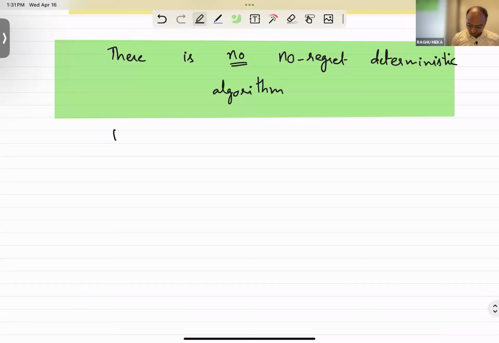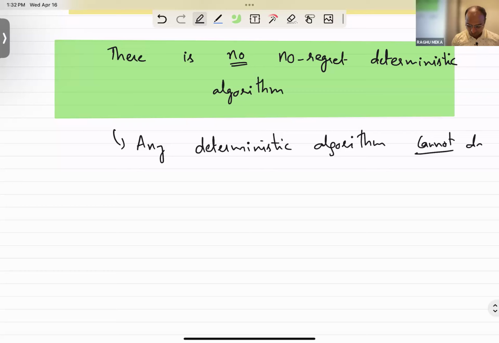And in fact, you can show that any deterministic algorithm cannot do better than 2 times L star. It cannot do better than a factor of 2. Like, follow the weighted majority got 2.4, but it cannot be better than a multiplicative factor of 2. All right?